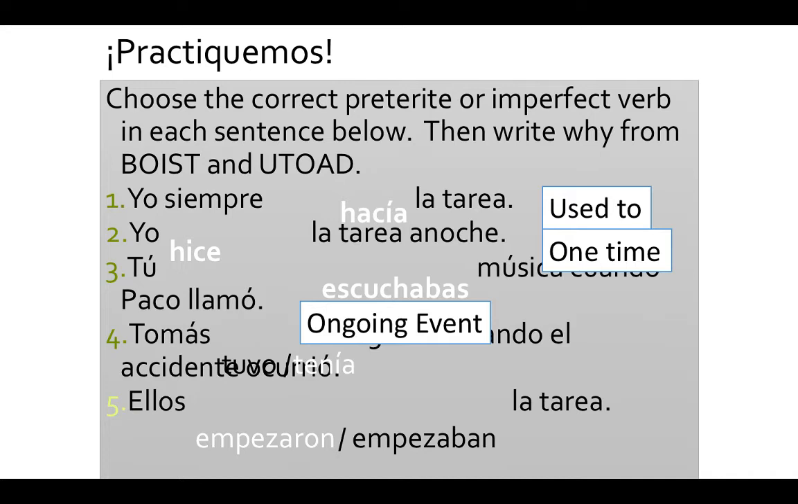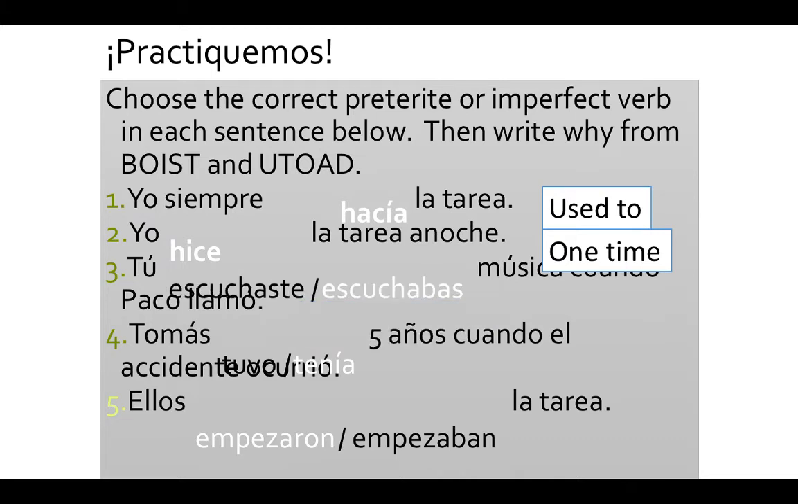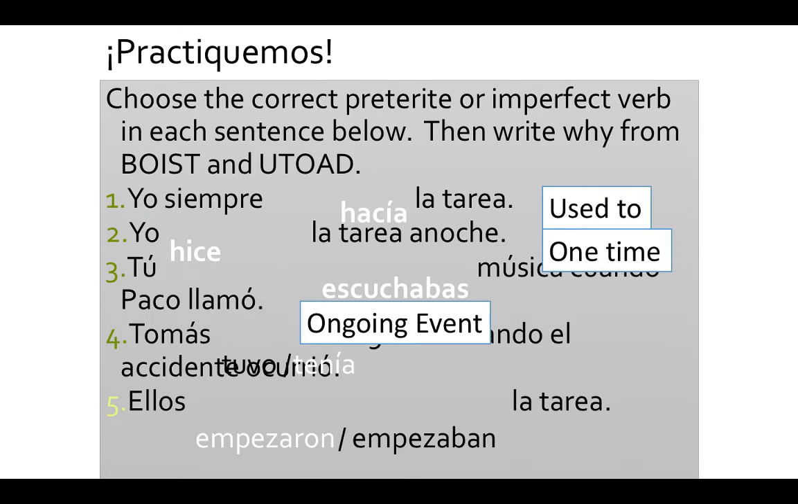Finally, number 4, it says that Tomás either tuvo or tenía so many years, which are now covered up, 5 años. So Tomás either tuvo or tenía 5 años cuando el accidente ocurrió. So Thomas was 5 years old when the accident occurred. We're referring to Thomas's age, which is generally imperfect. So Tomás tenía 5 años.